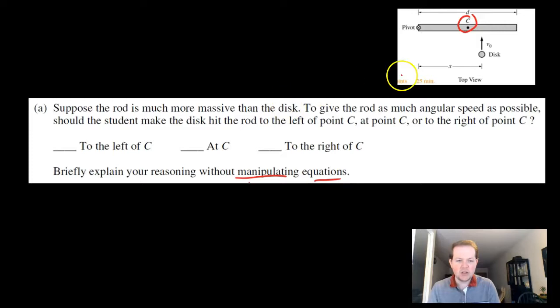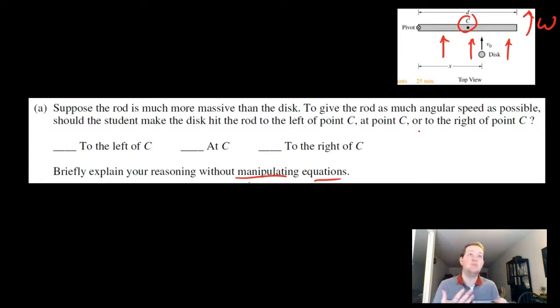Okay. So the question is asking essentially, where should I be launching this disk to give the rod as much speed as possible? So I want this to have a big angular speed. All right, should I fire this disk here, here, or here? Okay, well, let's see. When the disk is hitting, remember it's sticking. It says that in the problem. Seems like a collision problem.